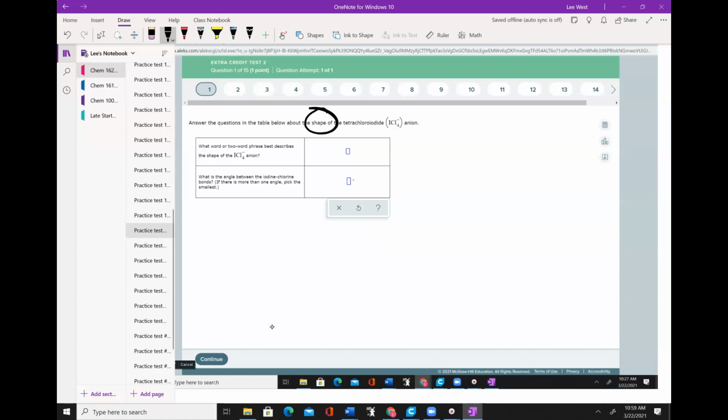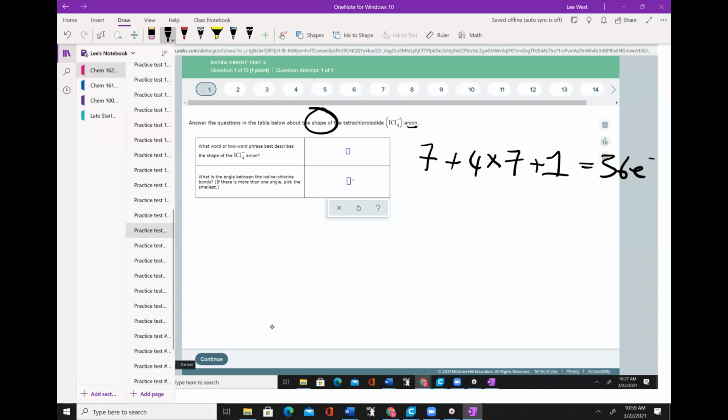So let's count up valence electrons, remembering that this is an anion and not forgetting to add the extra electrons needed for the charge. Iodine's in group 7, gives me 7 valence electrons, and then I've got 4 chlorines, also in group 7, which gives me another 28 electrons, and then I get 1 for the charge. So 4 times 7 is 28, plus 1 is 29, plus another 7 gives me 36 electrons in total.